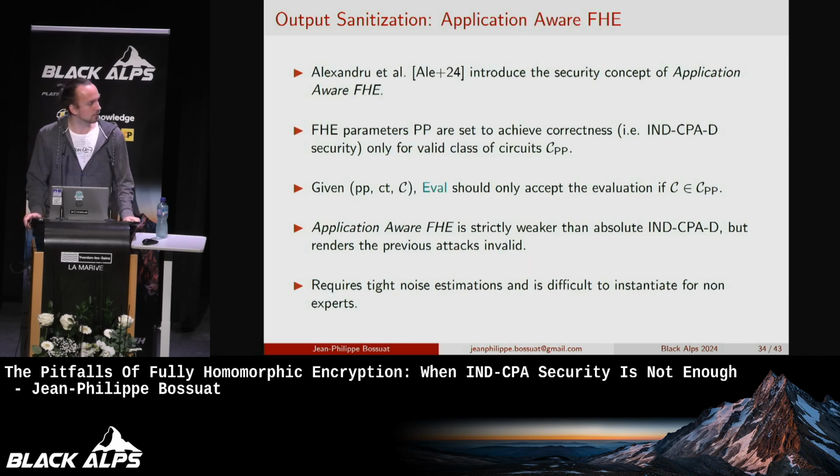There was also some pushback from the community, which was that all the previous attacks actually come from a misuse of the schemes. And what they introduced is a new security concept, which they call application-aware FHE. In this security model, they consider parameters that are only valid for a specific class of circuits. So the idea is that given parameters, a circuit and a ciphertext, the evaluator should only accept the evaluation if the circuit is inside the accepted class. And by this, we mean that the result would be precise enough, and you can single out the error and send it as your output.